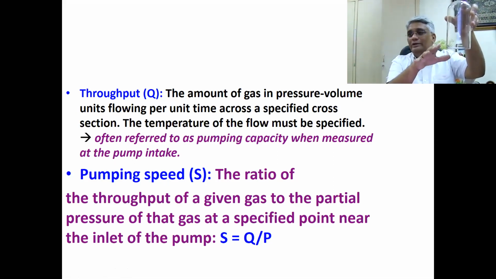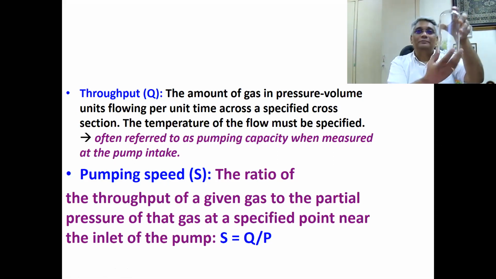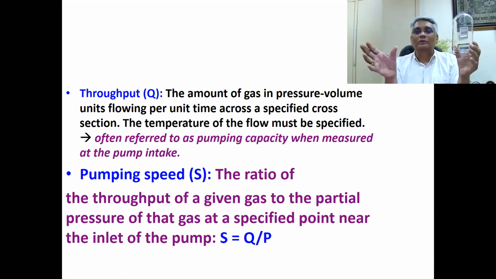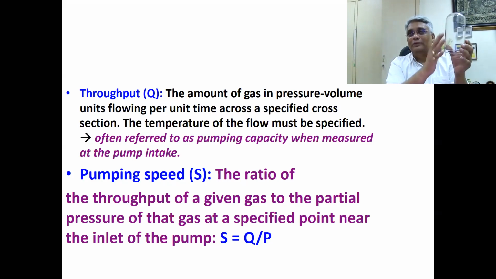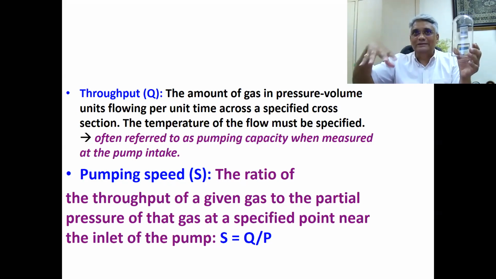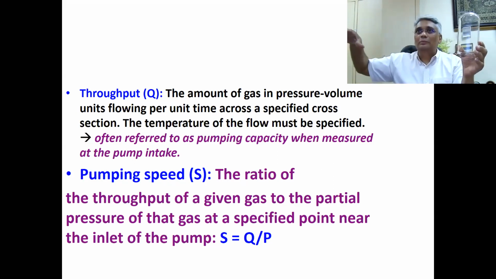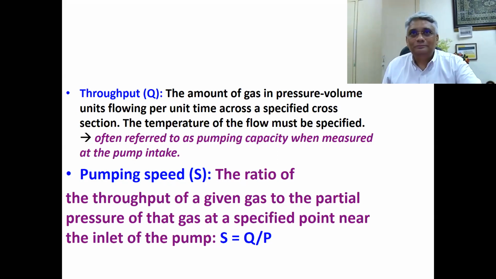So when you're using a deposition chamber with a pumping module, we don't want the reverse throughput to happen. We always want the throughput. The reverse throughput is dangerous. That means you're putting gases back into the chamber. So that's the reason why, depending on the volume of the chamber, you need to determine the exact capacity of the pump so that the pump has enough capacity to create only the throughput and not the reverse throughput. That's why the throughput is often referred to as pumping capacity when measured at the pump intake.